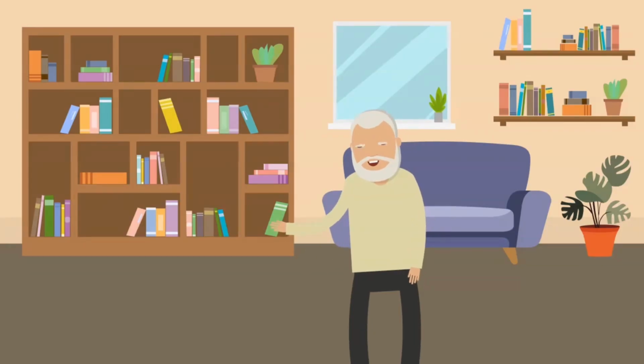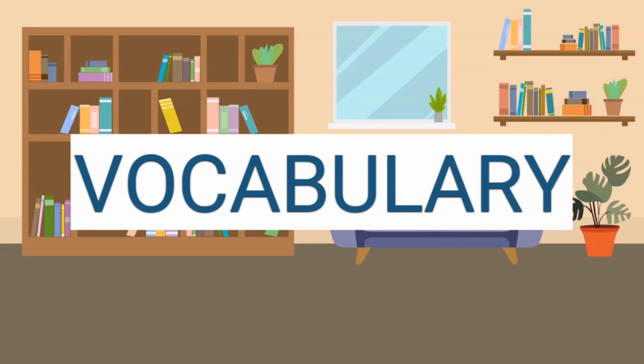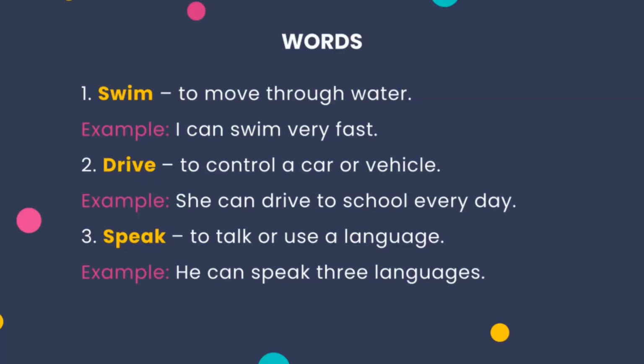Let's learn 5 new words to practice with can and can't. Repeat after me. Vocabulary. 1. Swim, to move through water. Example, I can swim very fast. 2. Drive, to control a car or vehicle. Example, she can drive to school every day.